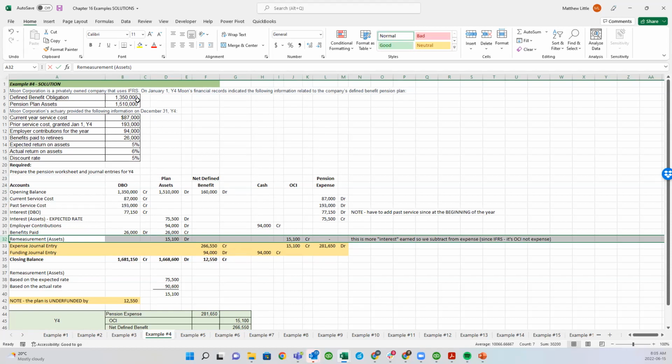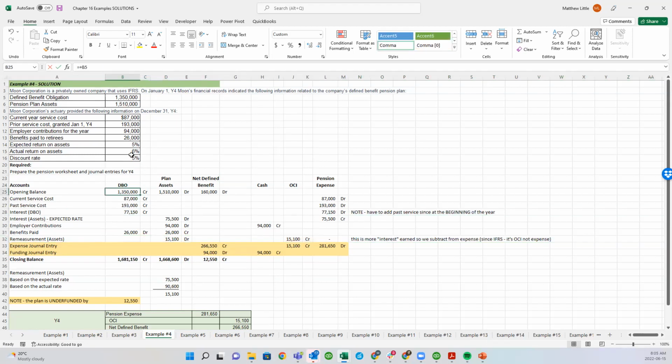Our opening defined benefit obligation, 1350. Opening plan assets, 1510. So our net defined benefit had a debit, so it was an asset or overfunded at the beginning of the year by $160,000. Our current year service cost, $87,000. Let's do it line by line this time. So it's a credit to our obligation, and it's a debit then in our worksheet to pension expense.